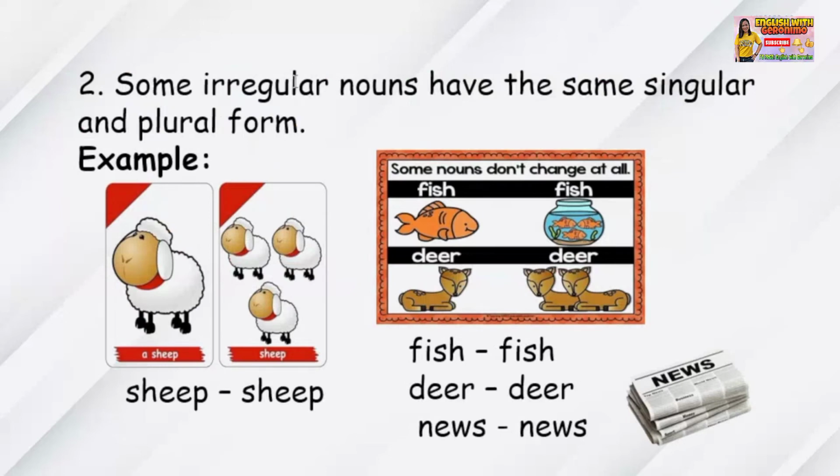Now, let's come to rule number 2. Some irregular nouns have the same singular and plural. Example: sheep, sheep; fish, fish; deer, deer; news, news. The spelling of the word in singular noun does not change in plural form. They have the same spelling. Do you understand? Very good.